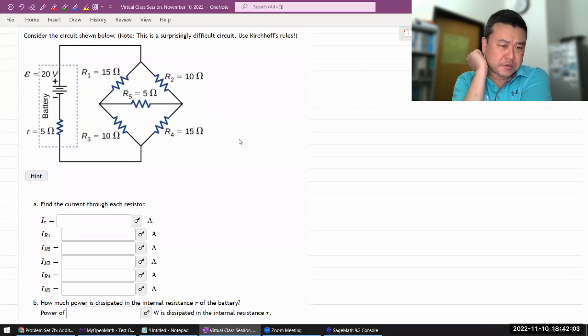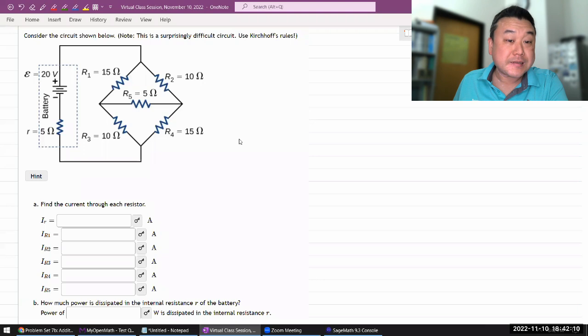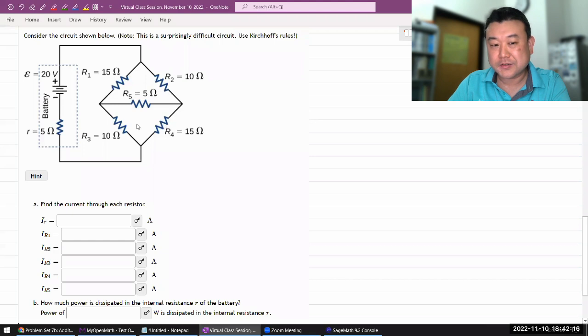Now, let me try to go through this question as quickly as I can. It says it's a surprisingly difficult circuit, and here's why. When you look at all these resistors, none of them are in series or parallel with each other because of the way this network is constructed. They all have these junctions, so none of them are in series, and none of them are in parallel because no two resistors have the same current.